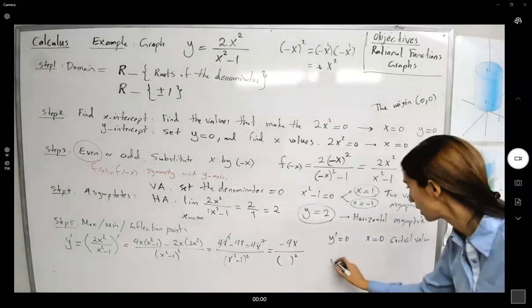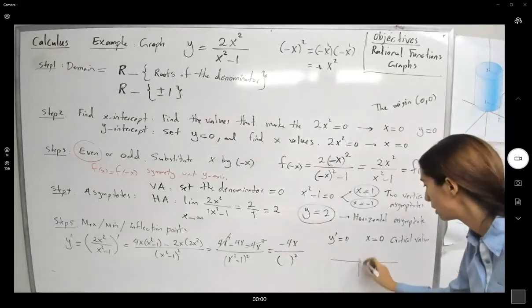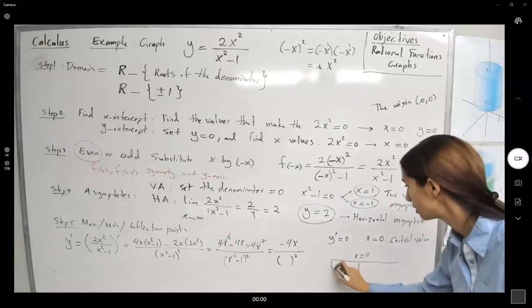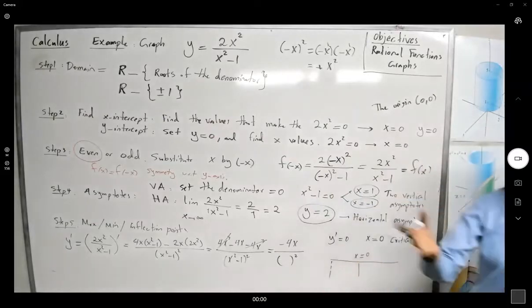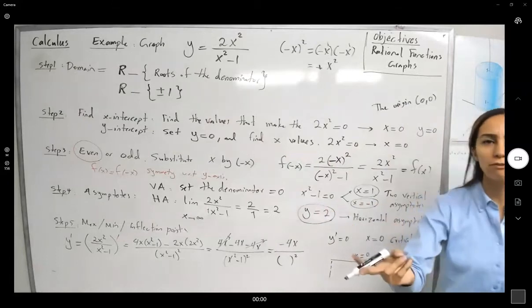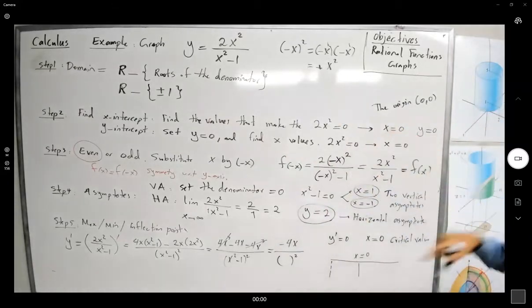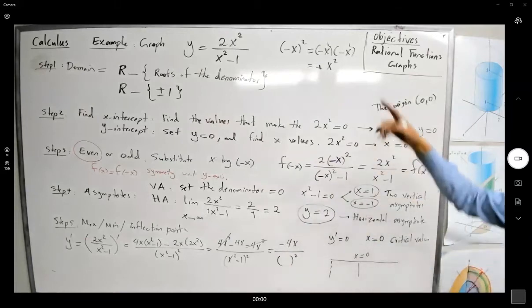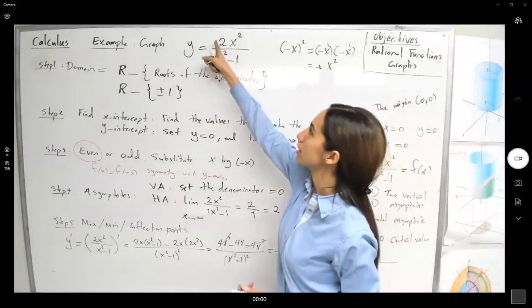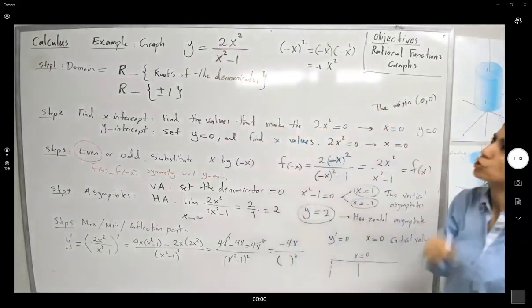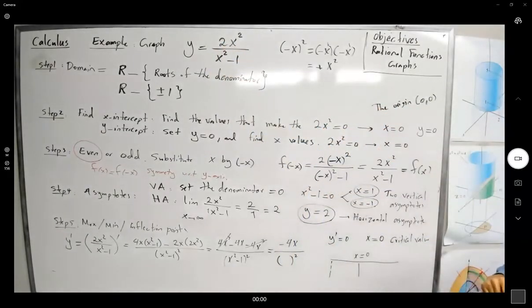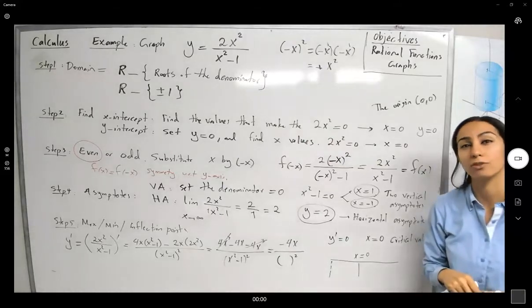So let us take a look at our table. x equals 0, and then here we can analyze the derivative of the function. If I plug in, for example, a positive number like 2, I get 2 times 4 divided by 4 minus 1, a positive value. If I plug in a negative number, then I also get a positive value.